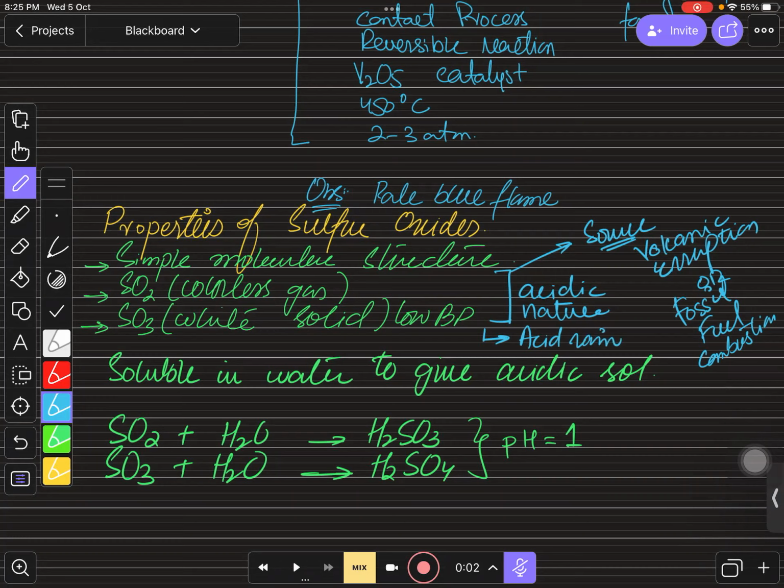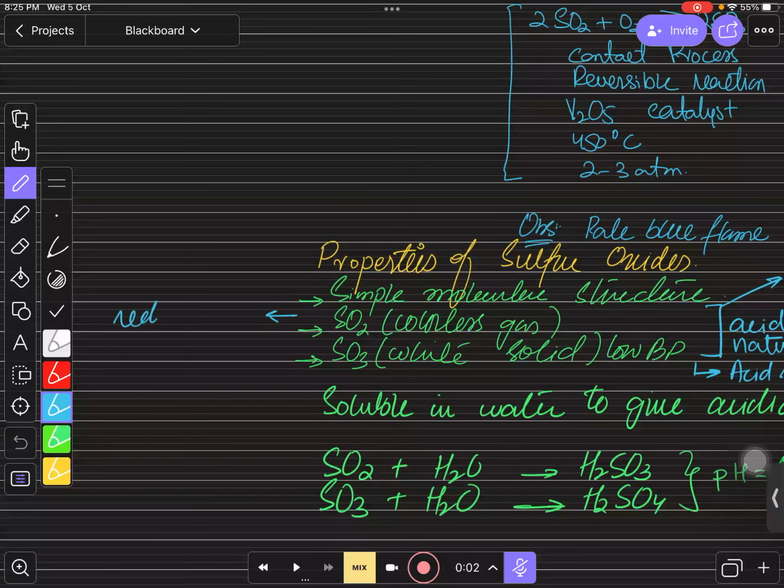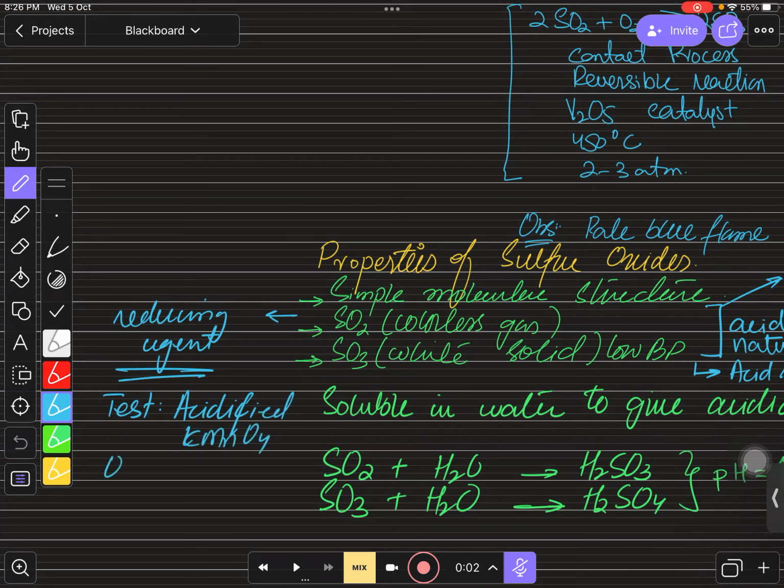Also, if we talk about sulfur dioxide, we know that sulfur dioxide can further oxidize to sulfur trioxide. So it is also a reducing agent. So you can test this gas by using acidified potassium manganate. And we know what the observation will be: it will be purple to colorless. The purple color of potassium manganate goes to colorless, right? Because it is a reducing agent, so it can change the color of the oxidizing agent.